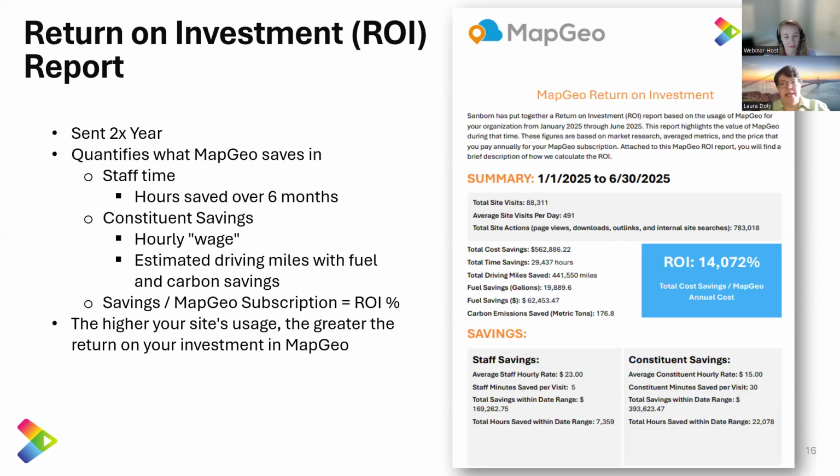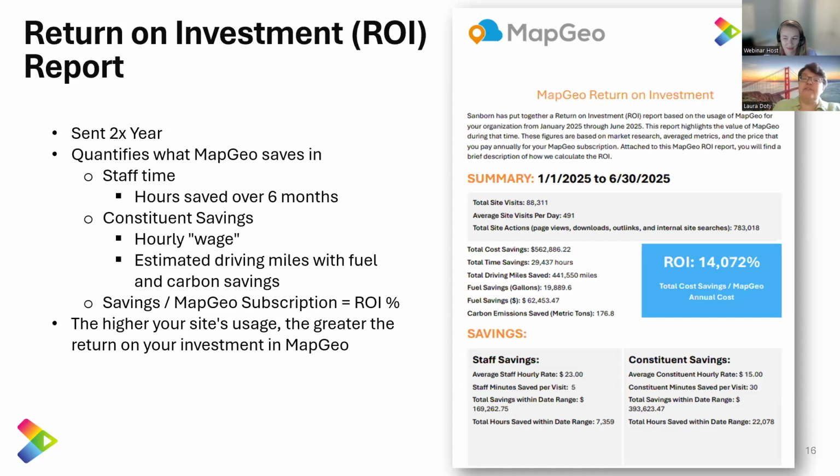So after calculating the time savings, we added the hours together, multiplied those by an assumed hourly rate for both a staff person and a constituent, and divided that number by your annual cost of your MapGeo subscription to arrive at that ratio. For this client, it was a 14,000% return on investment, which is really good. But that's how we calculated these amounts.